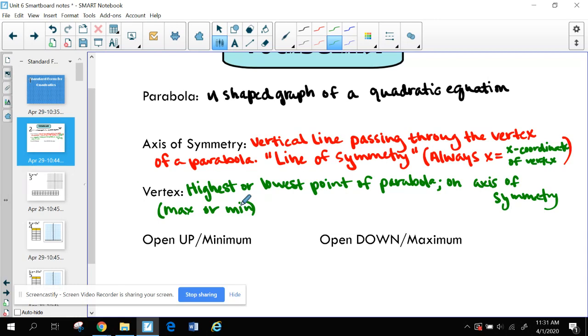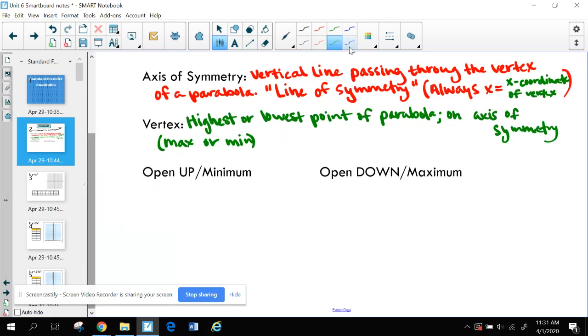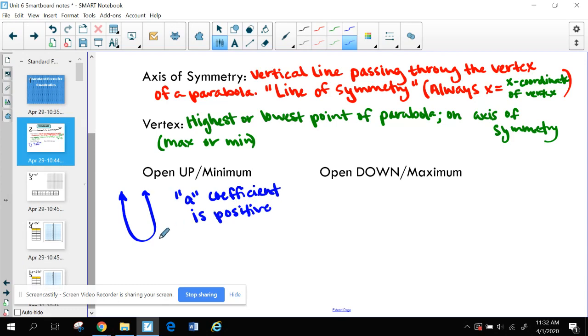The last way we talk about a parabola is just deciding which way it opens, so if it opens up or opens down. I'm going to give an example here. A parabola that opens up will look something like this. Anytime that happens, that means that our a coefficient is going to be positive. This also means that your vertex, which would be down here at the bottom of your parabola, is going to be referred to as a minimum.